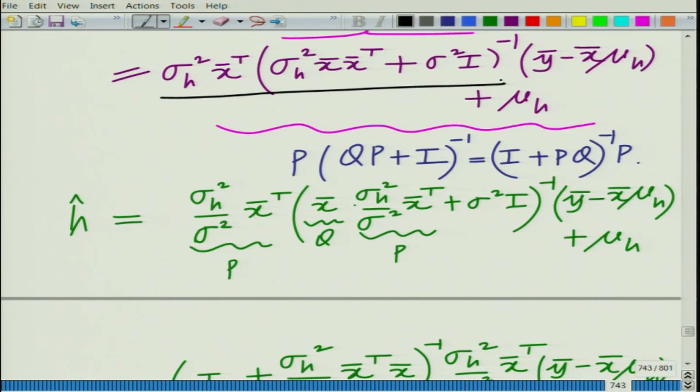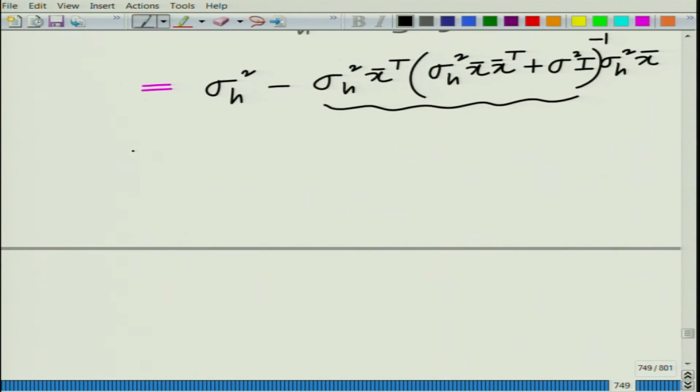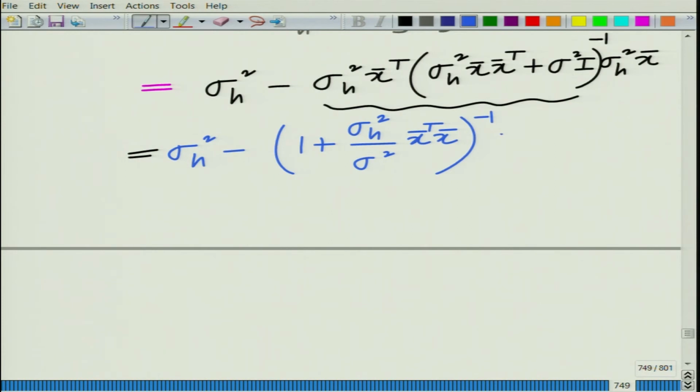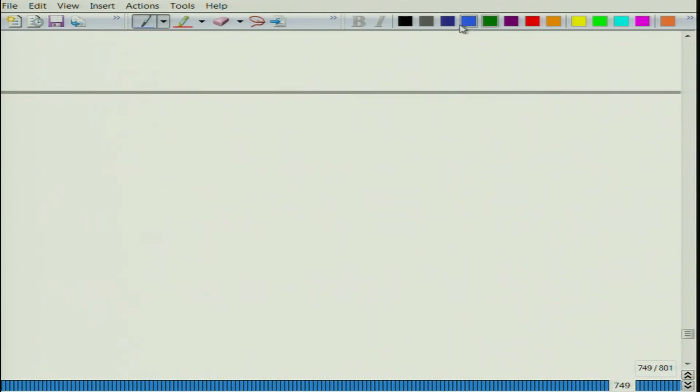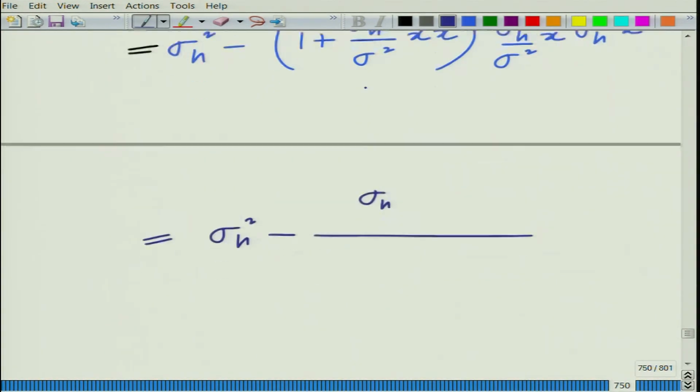So, using the same result again, essentially using the same property, I can write this as sigma h square minus this quantity, which is 1 plus sigma h square over sigma square x bar transpose x bar inverse, times sigma h square divided by sigma square, x bar transpose sigma h square x bar, which is essentially sigma h square minus sigma h, I guess you can write this as sigma h raised to the power of 4.